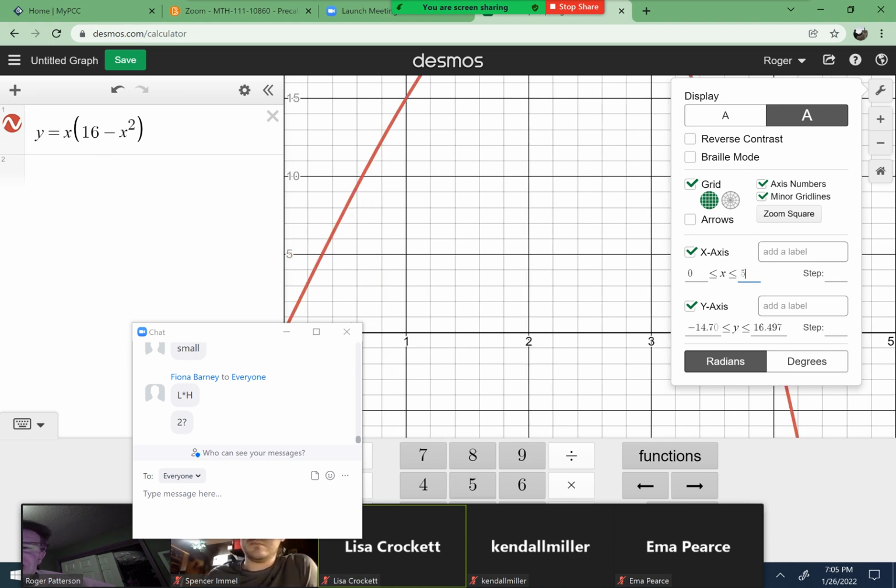Now my y, it's the same thing, right? Because that's the area. And what's the smallest area we could possibly have?